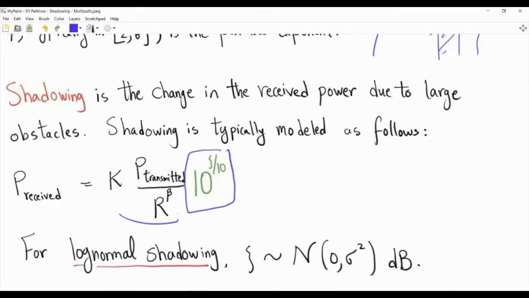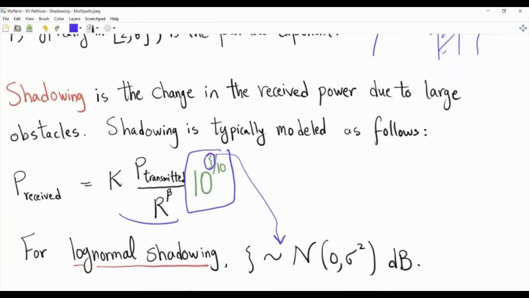And the most famous model for shadowing is log normal shadowing. And log normal shadowing simply means that we model this zeta here as a Gaussian random variable. Okay, so it is Gaussian, zero mean, with some variance that is equal to sigma squared.